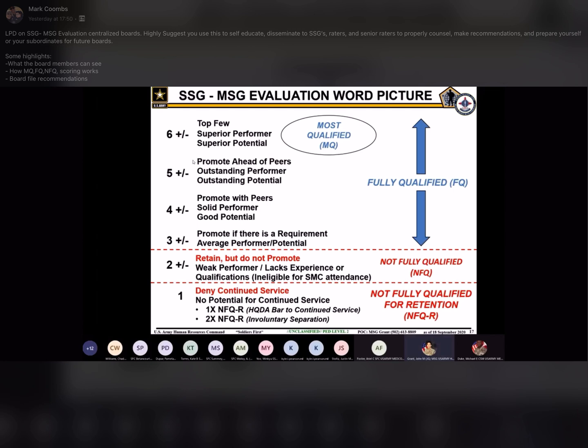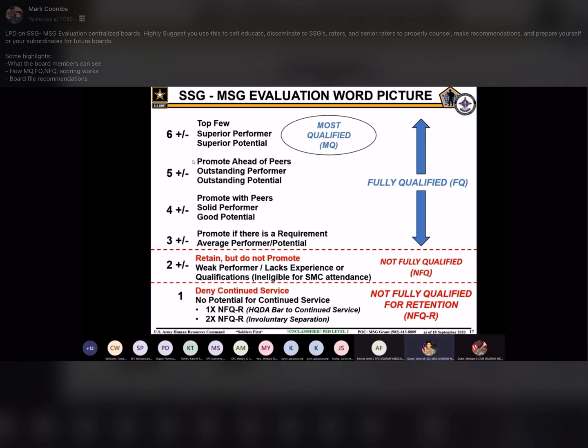That second line separates fully qualified from not fully qualified for retention. So if the board members are scoring you a 1 and a majority of the board members score you a 1, you will get a bar to continued service if you have at least 36 months time and grade as of the board convene date. If you had 36 months time and grade, got looked at, and a majority of the board members say deny continued service, you will get a bar to continued service after the board results are released.